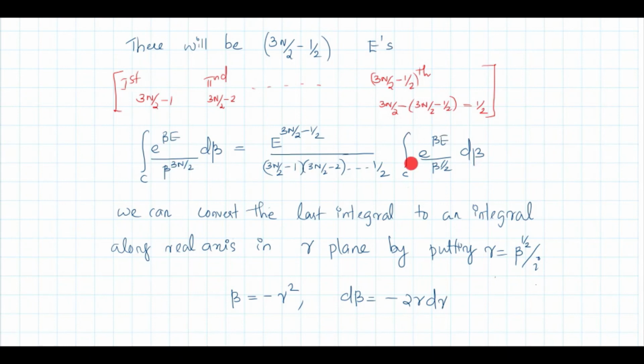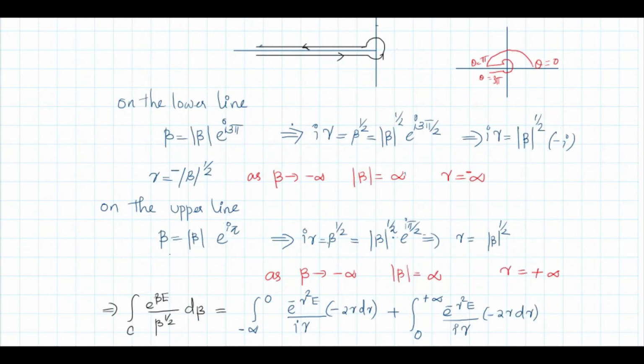Now we want to calculate this integral. For that, you put beta raised to half as i gamma. Then what will be beta? It will be minus gamma square. What will be d beta? It will be minus 2 gamma d gamma. Now, this is our contour C.